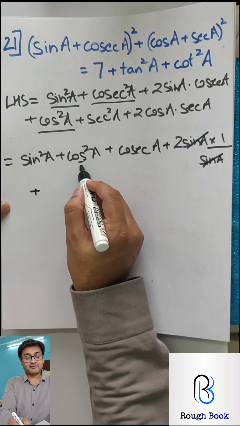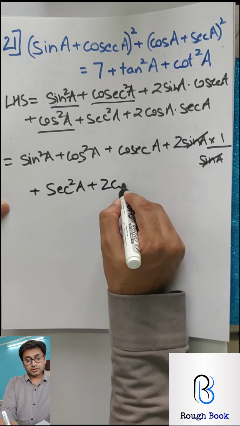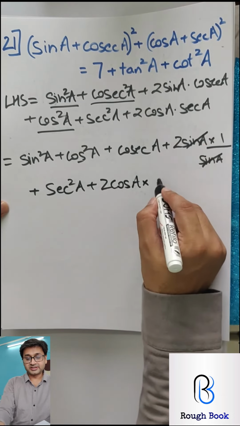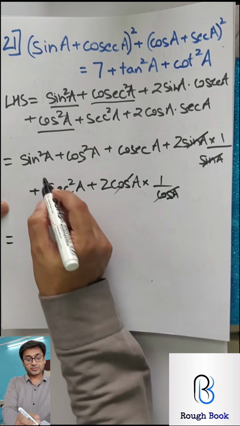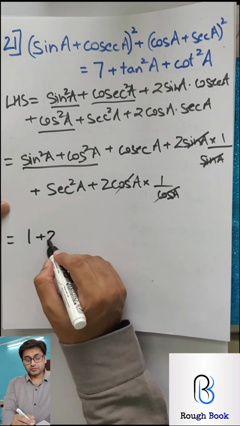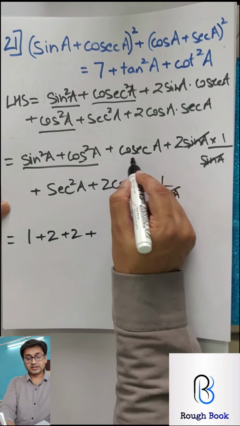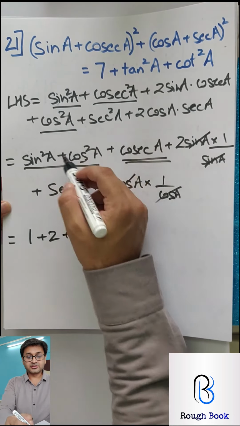Further, this cos I have already included. Sec is left. 2 times cos into, what is sec? 1 upon cos. We know this, so that this can get cancelled. Sin square plus cos square is 1, plus this 2, plus this 2, plus cosec square. And this is cosec square, I guess, right? Yeah, cosec square.